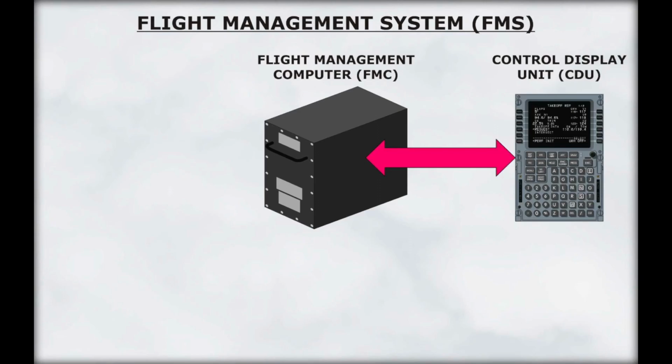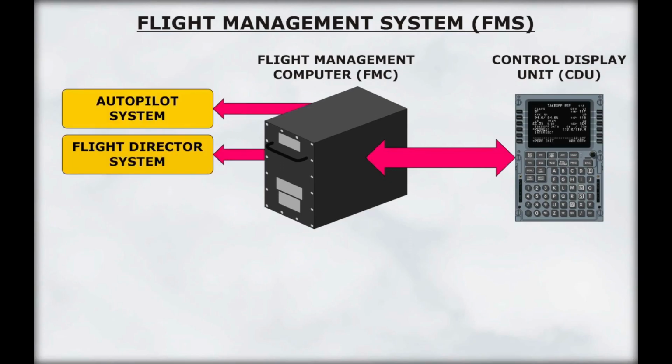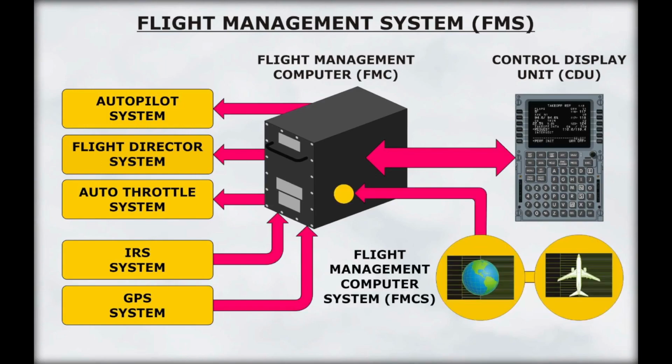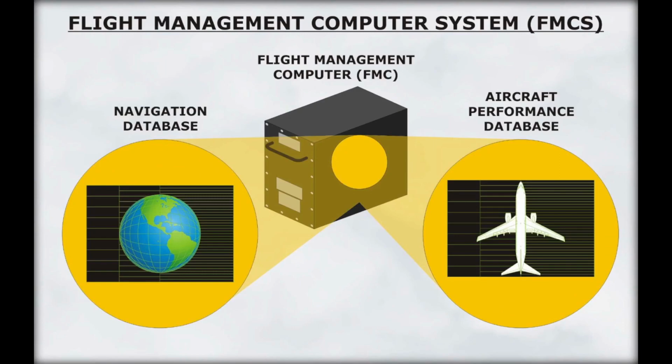The Flight Management Computer, or FMC, is the central component of the Flight Management System, or FMS. The other components of the FMS include the Autopilot Flight Director System, the Autothrottle System, the Inertial Reference System, the Global Positioning System, or GPS, and the Flight Management Computer System, or FMCS. The FMCS uses internal databases which contain navigation and aircraft performance information. This information is normally contained in your navigation charts and the aircraft performance manuals.